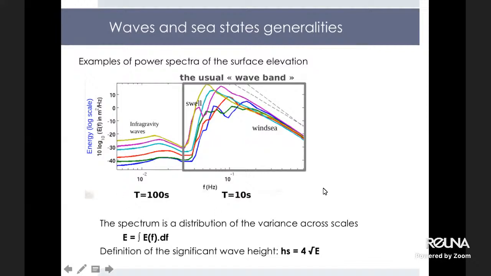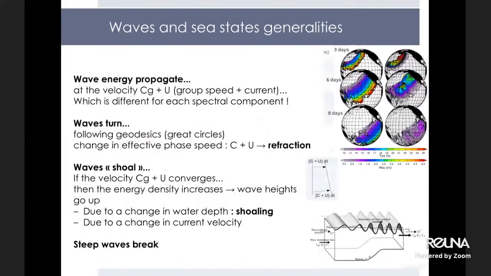And this spectrum really represents the distribution of the variance across the different scales. It also provides the definition of the significant wave height, which is computed as 4 times the root mean square of the integral of this spectrum. And this is an important parameter that we use a lot in wave modeling and wave assessment. So waves are not static, of course.